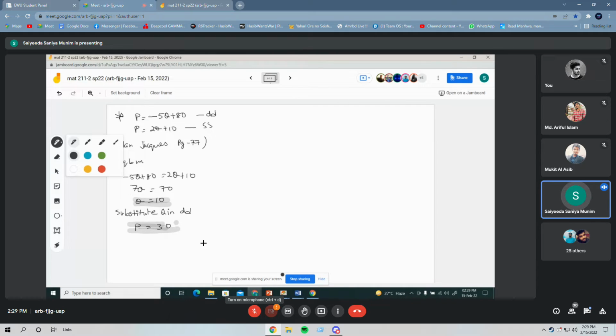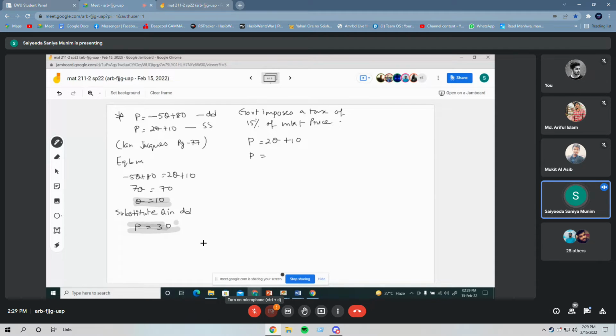So next part of the question says, government imposes a tax of 15% of market price. Okay, so now my supply equation is 2Q plus 10. Okay, so price will increase.